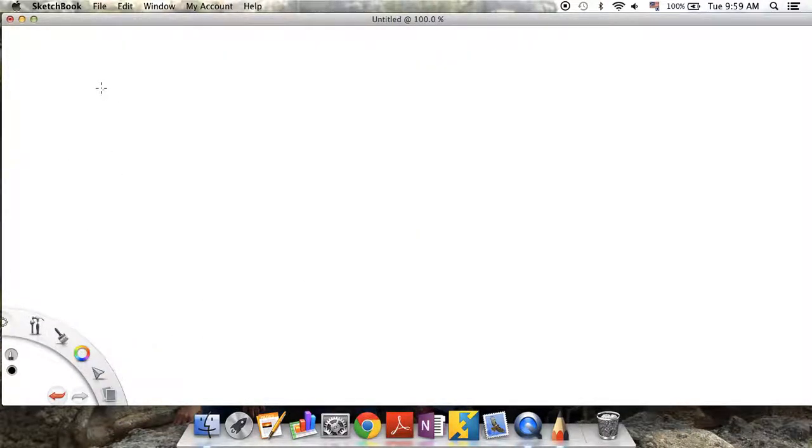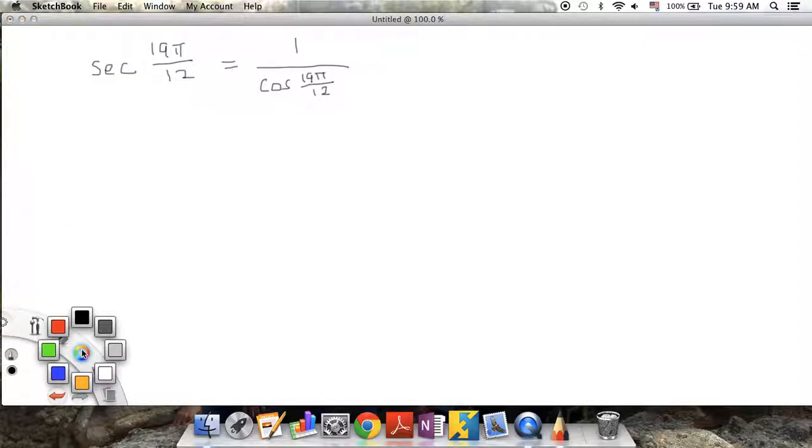All right, so to use these identities, what are we going to do? Well, let's say I want an exact value of the secant of 19 pi over 12. Well, I know that means 1 over the cosine of 19 pi over 12, but I'm not really sure what that is. It's not on my unit circle, so how am I going to find an exact value for that?